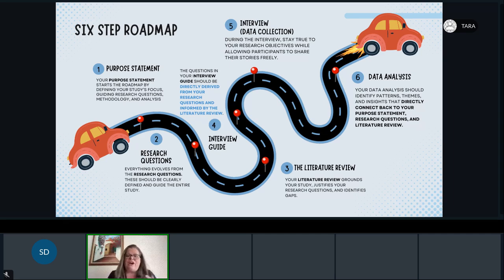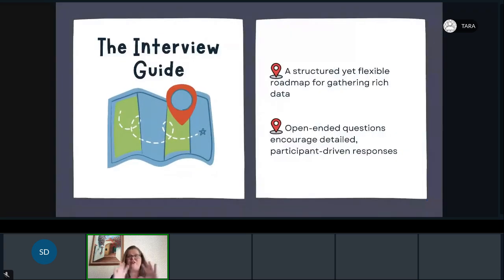If any part of this process is misaligned, if your interview guide doesn't match your research questions, or if your findings don't connect back to the literature, then the study loses its credibility. So let's figure out how we do that.